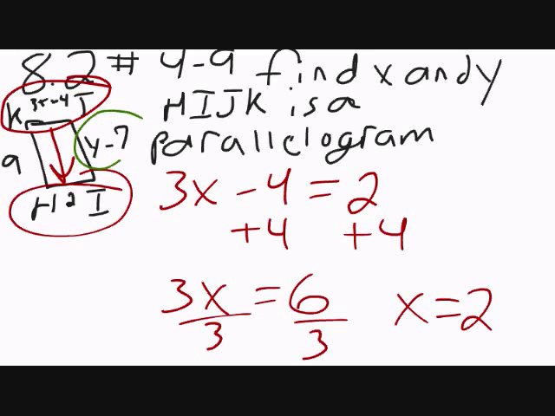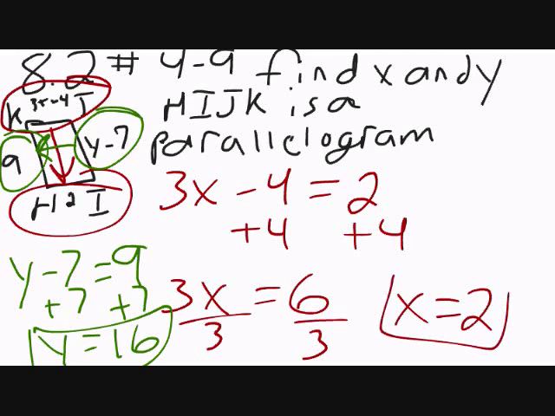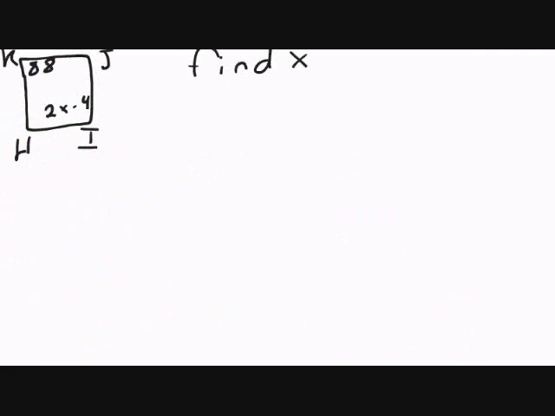It's very similar. y minus 7 is across from the side that says 9. Guess what? That means y minus 7 is equal to 9 because opposite sides are congruent. We can solve for y by adding 7 to both sides, giving us y is equal to 16. And there you go. We solved for x and y using the property of parallelograms that tells us opposite sides are congruent. So we're going to look at a slightly different one.